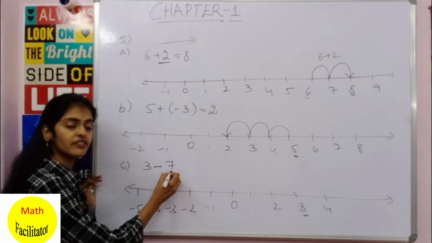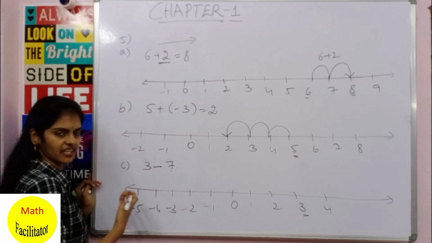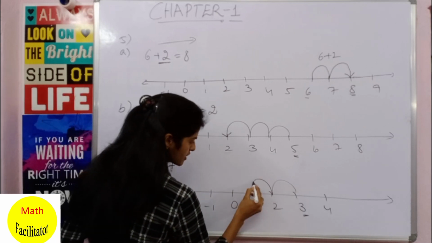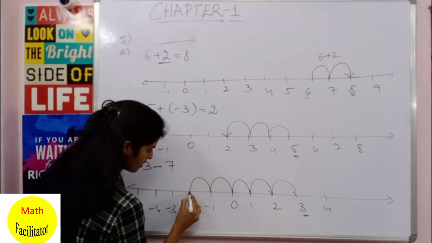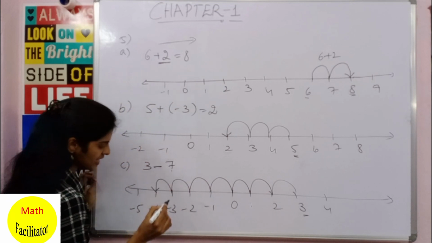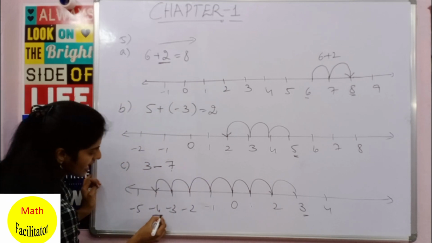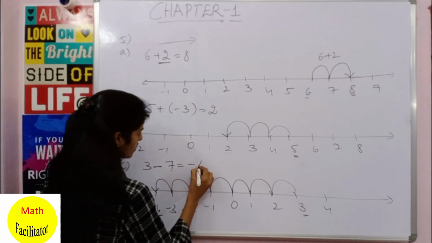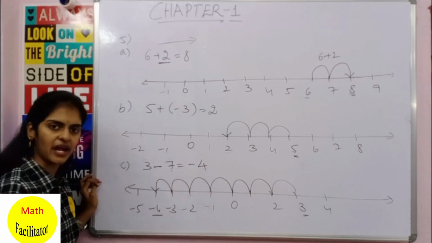Clear? How many places will you move left? You will move 7 places to the left. Okay, so 1, 2, 3, 4, 5, 6 and 7 places you move left. And you are ending up at minus 4. So 3 minus 7 is minus 4.